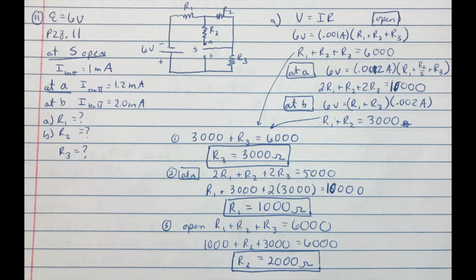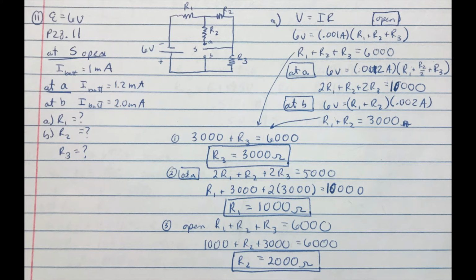This is AP Physics, Chapter 28, second assignment. Problem number 11. You're given the EMF of the battery, the currents as different switches are open and closed, and you have the three resistor values you want to find. Well, if you have three unknowns, you're going to have to set up a system of three equations.